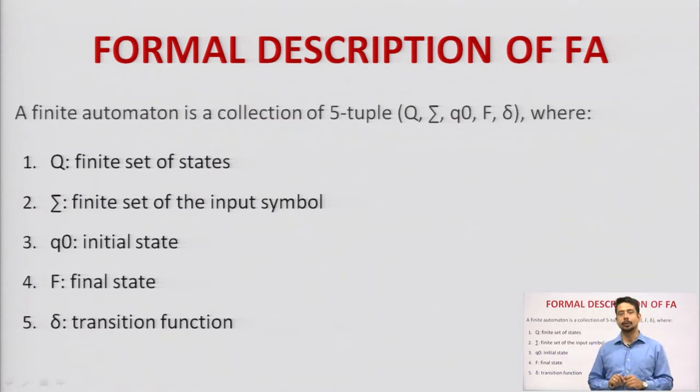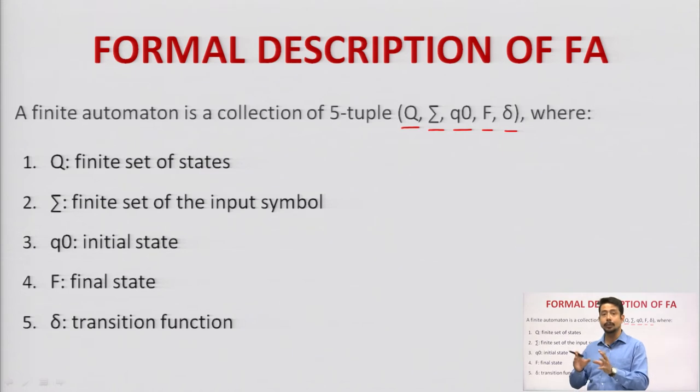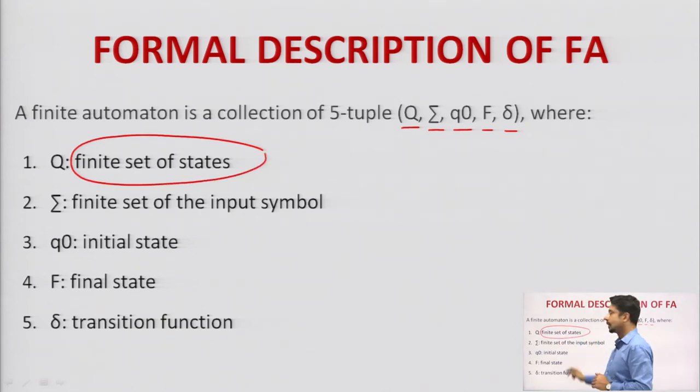The formal description of finite automata. This is a very common thing. The formal description will be asked in your upcoming examinations, and also in competitive exams. Generally, finite automata is defined with the help of five tuples. The five tuples are Q, sigma, Q naught, F and delta. These are characteristics with the help of which you can define a finite automata. Q means the finite number of states. Whatever states are required to fulfill the language description, that is the finite number of states present in a finite automata. Always remember we are discussing finite, so finite will be there.